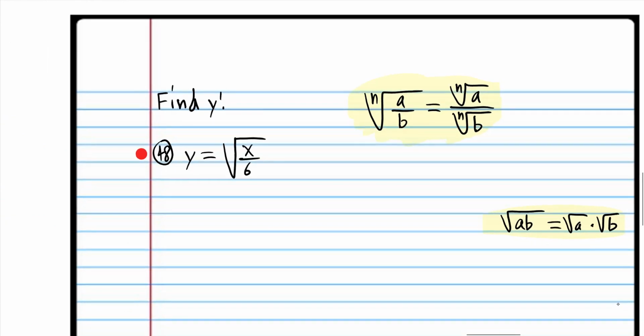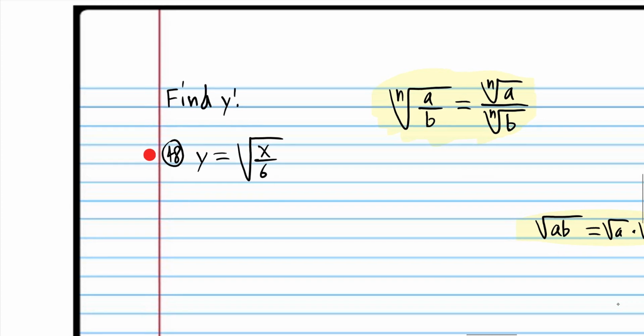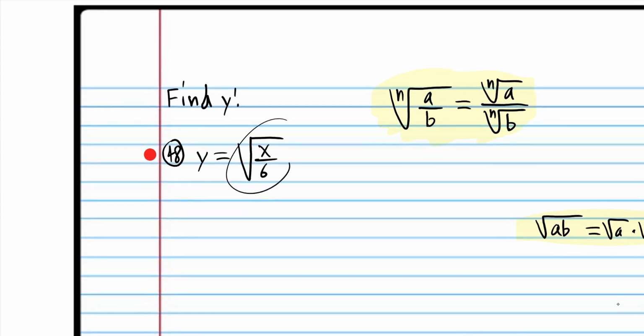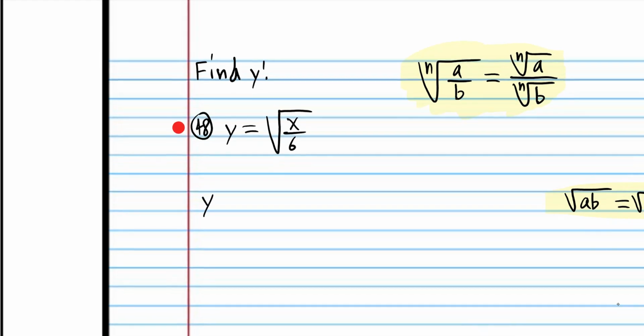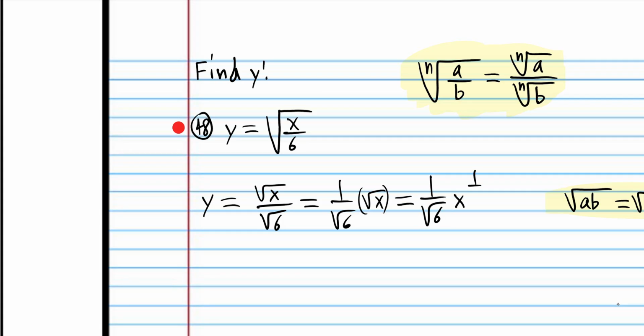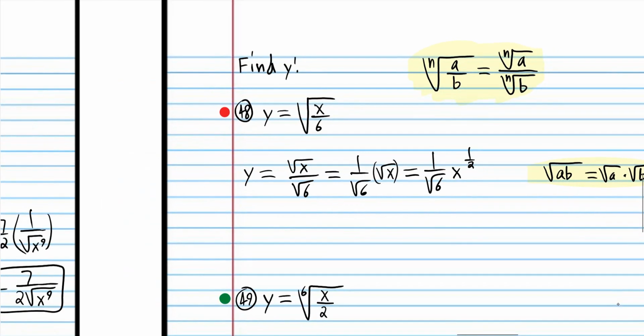We saw the multiplication version of this root principle here. Now we're going to use the division principle. Again, we don't know how to find the derivative of that expression, so we're going to use this principle up here and change that to the square root of x over the square root of 6. Then we're going to factor out 1 over the square root of 6. Then we're going to change the square root of x to x to the 1/2 power using exponent rule number 9.